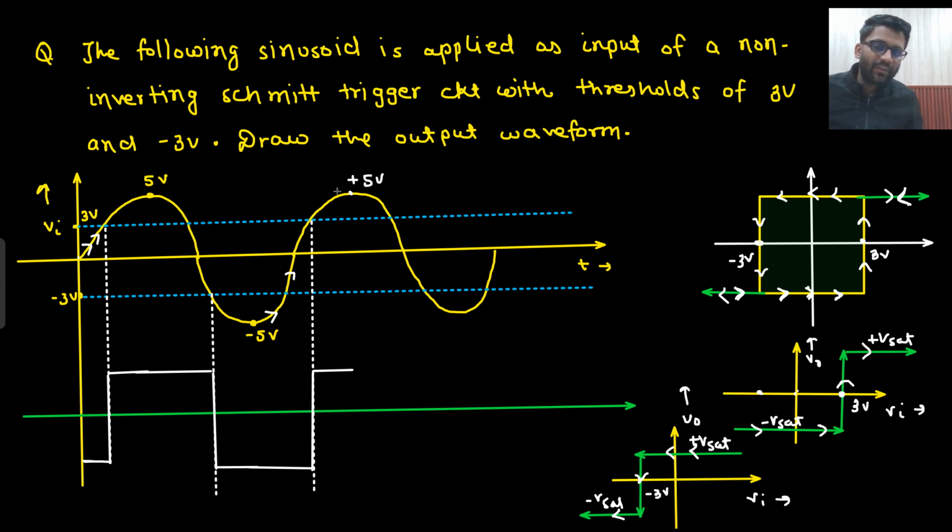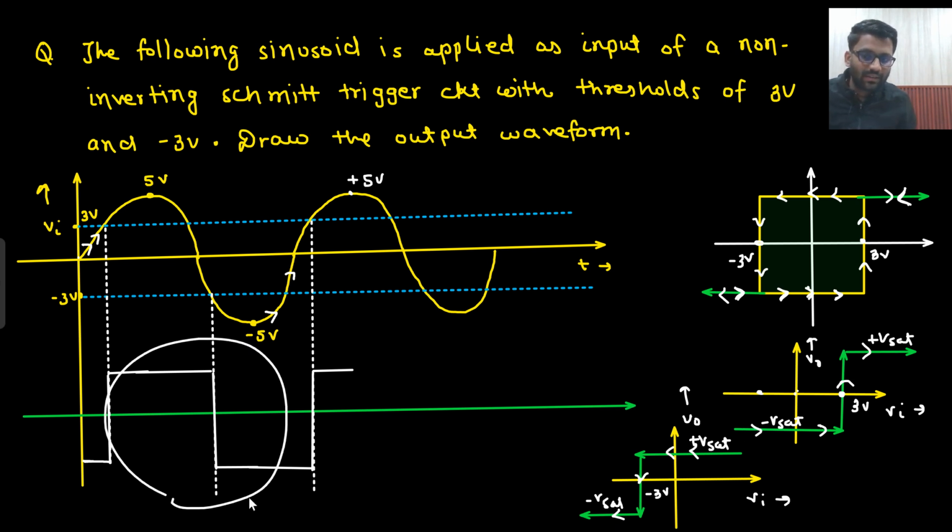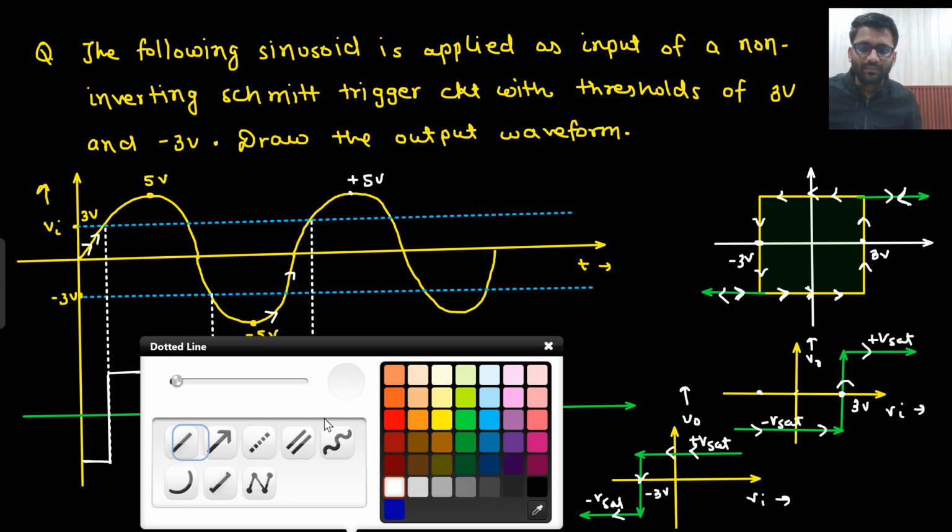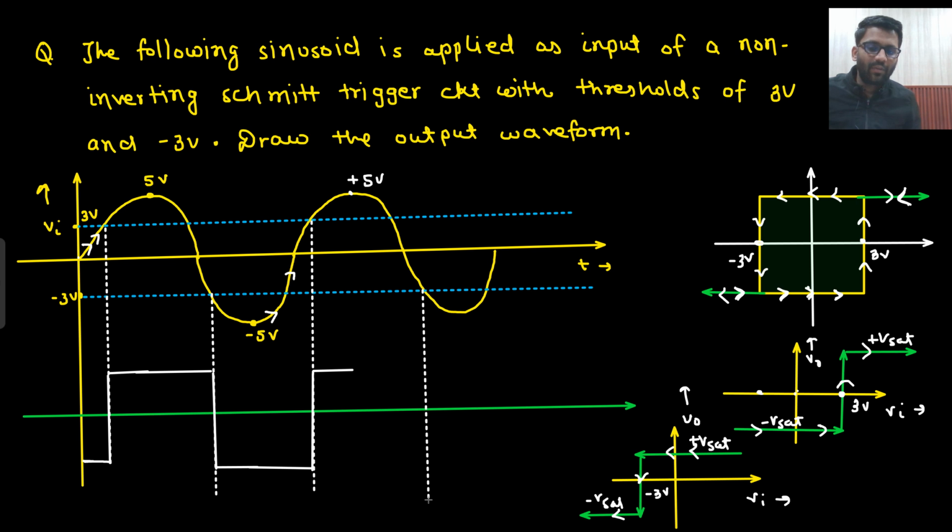Then what will happen? After 5 volt, again it started decreasing. So again I will come back to this characteristic. So what will happen now? This cycle will keep on following. Where will be the next transition? Here will be the next transition. So let's draw it with the concept now.